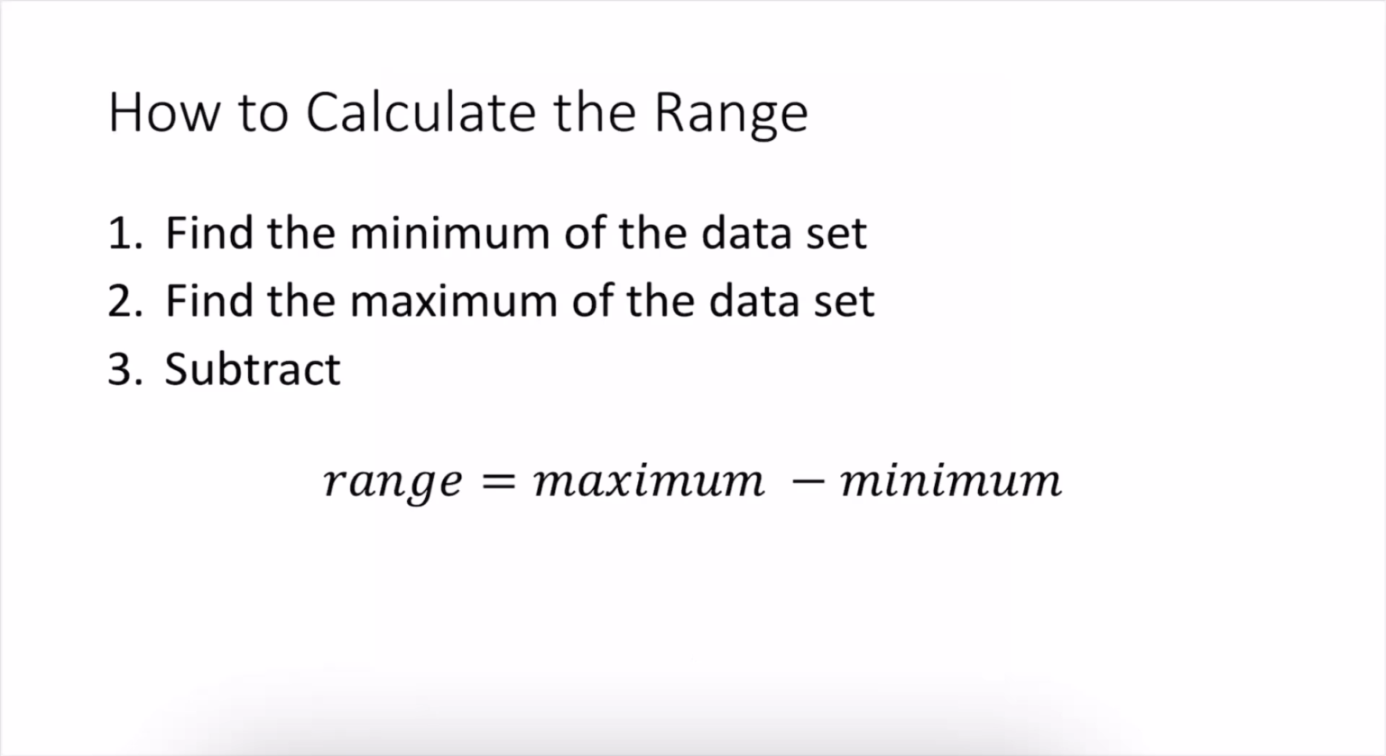Okay, so the range is one of the measurements we use to describe the spread of a data set. The spread of a data set is basically how spread out all of the data points are from each other. The way you calculate the range is super easy. You basically just find the minimum of the data set and then find the maximum. And then you just find the distance between the minimum and the maximum by subtracting the minimum from the maximum.